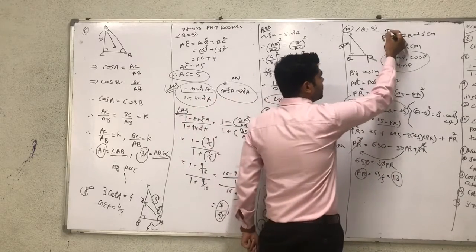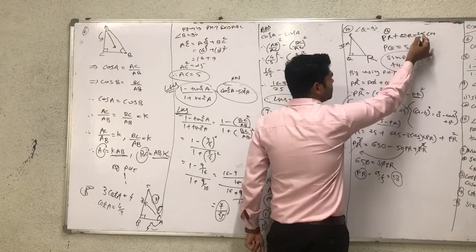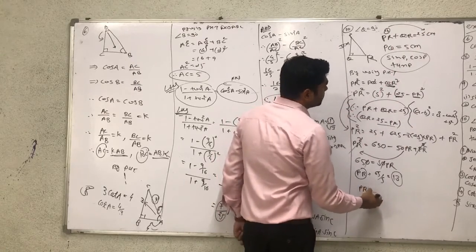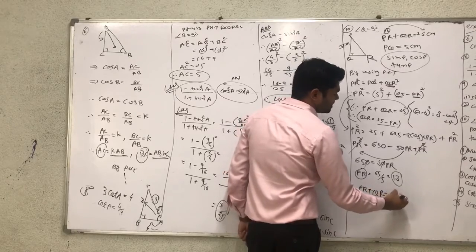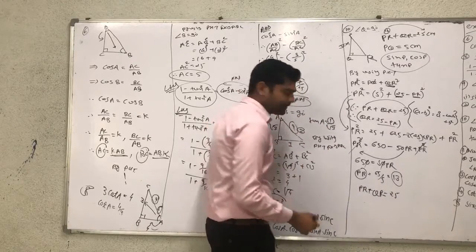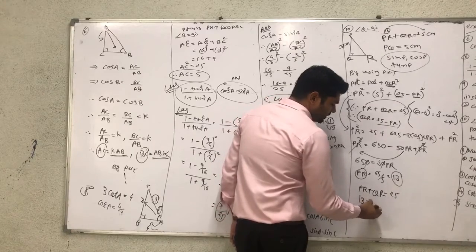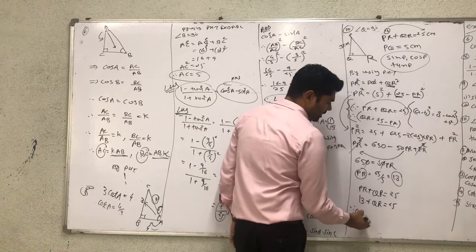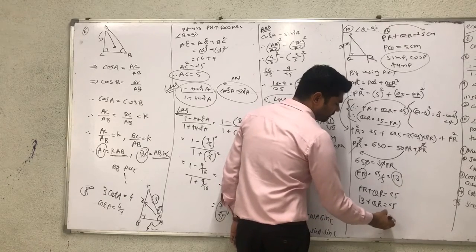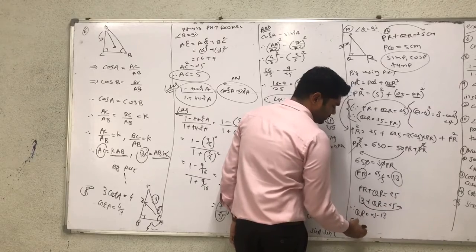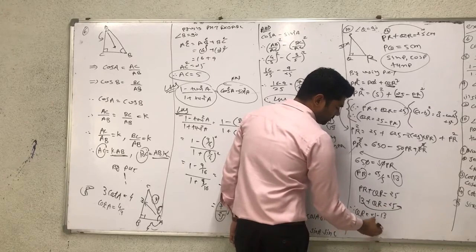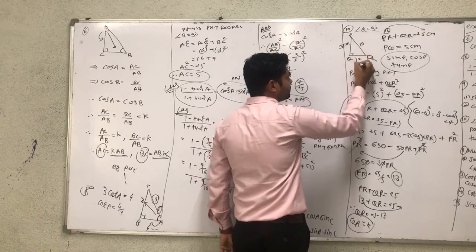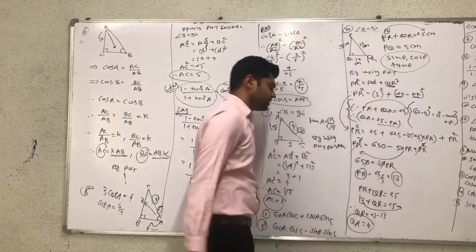So PR plus QR is equal to 25. Value of PR is equal to 13. Therefore 13 plus QR is equal to 25. So QR is equal to 25 minus 13. So QR is equal to 12. So QR is equal to 12 and PR is equal to 13 centimeter.